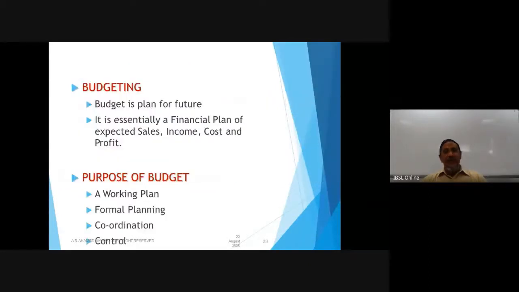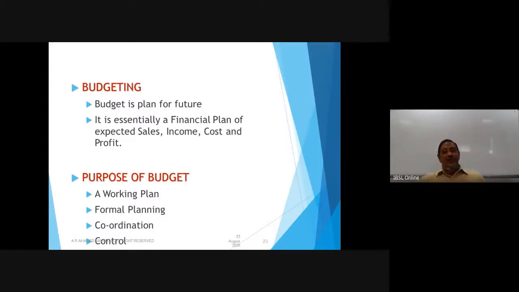So budgeting is a planning position, planning of the future. It's essentially a financial plan for expected sales, income, cost, and other projects. We prepare a budget for the future to work out when the customer will have surplus cash to pay the loan. Then we can tell whether it is viable.